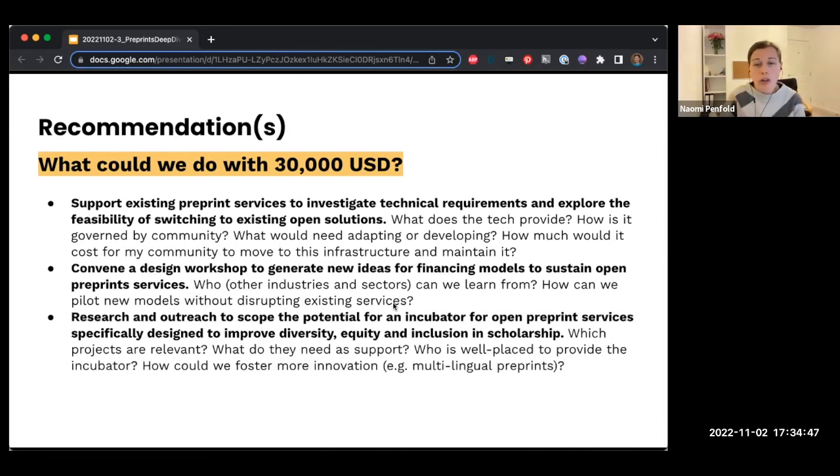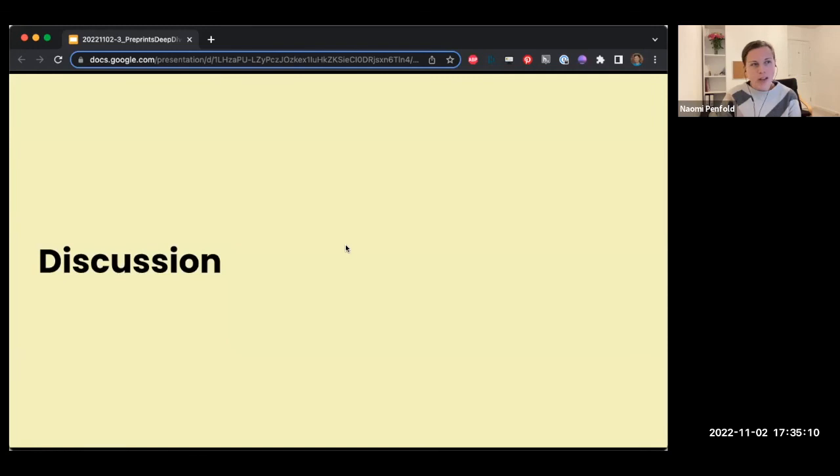We could have a look at whether we can support open preprint services that are specifically designed to improve diversity, equity, and inclusion in scholarship. There are a few that exist and there are some that have been funded, but there's a lot more opportunity and space to do that. And I think I saw in the chat that it's an opportunity and a challenge, because it really needs to be done well to meet the goals that it's intended. And pausing there.